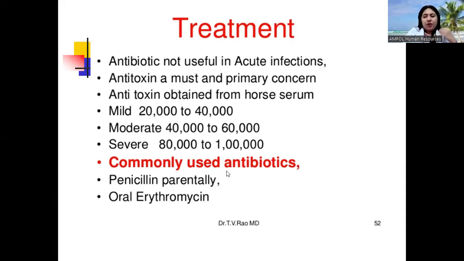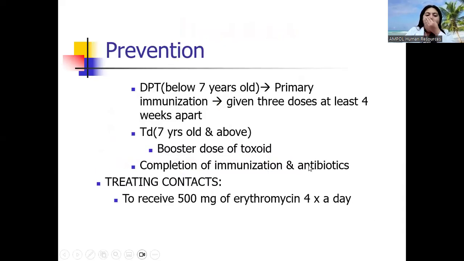But if we can use antibiotics, penicillin is the most commonly prescribed, and oral erythromycin. So for the prevention of diphtheria, the DPT vaccine is given below 7 years old, the primary immunization, given in 3 doses, at least 4 weeks apart.